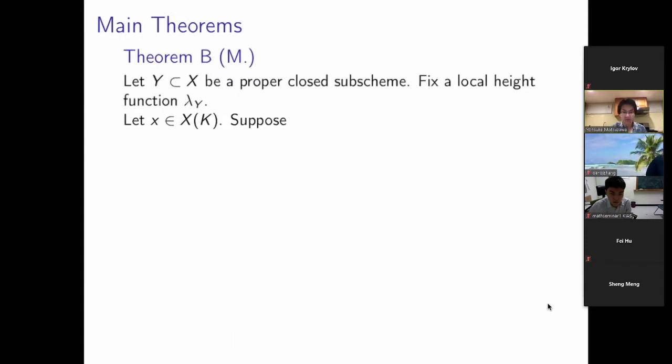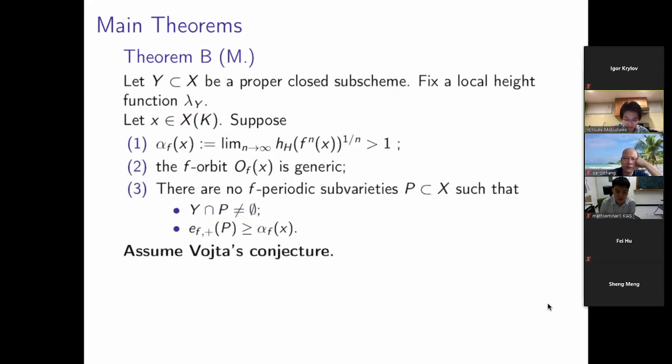Okay, so that is the next main theorem. Let's consider a proper subvariety Y of X, of any dimension, and as before, a fixed local height function h_Y. And suppose, as before, the arithmetic degree, so the exponential growth rate of an ample height function along the orbit of x, is larger than 1. And for a technical reason, we have to assume that the orbit is generic.